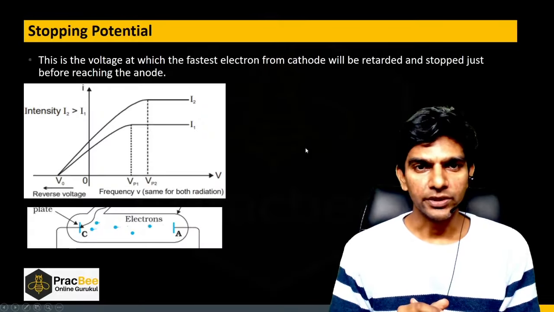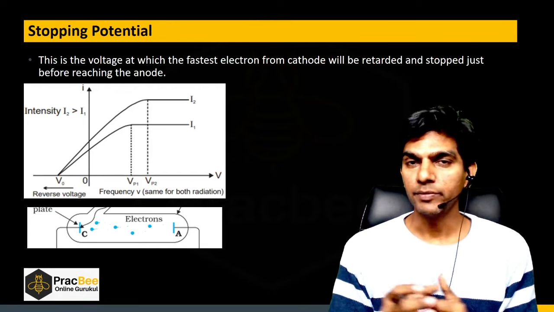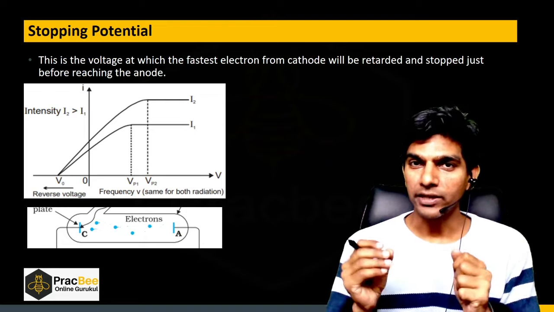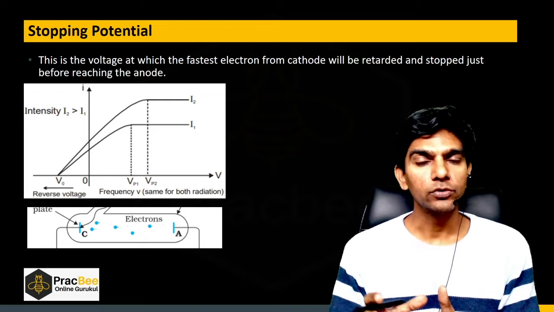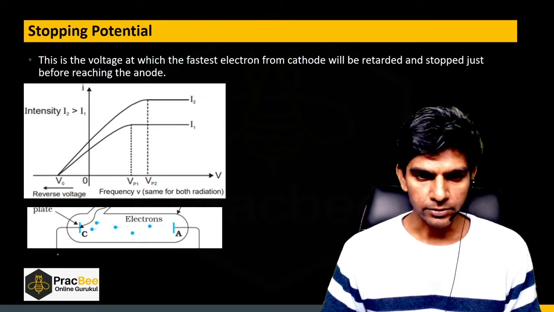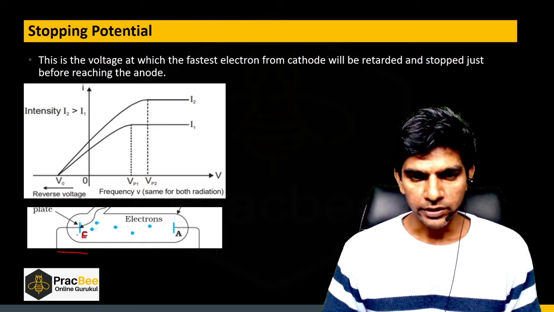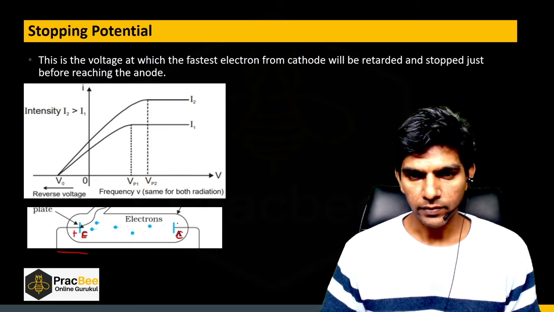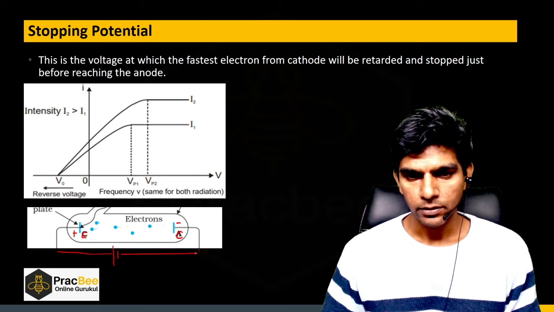Now, what is the stopping potential? We can say it is the minimum retarding potential required to make sure even the most energetic photoelectron is not able to reach the collector plate. So let us see. Suppose we make the emitter plate at high potential, make it positive, and the collector plate negative. Something like this. Now what would happen?